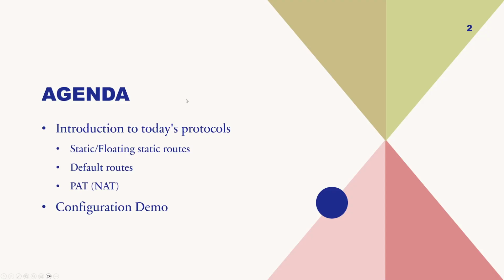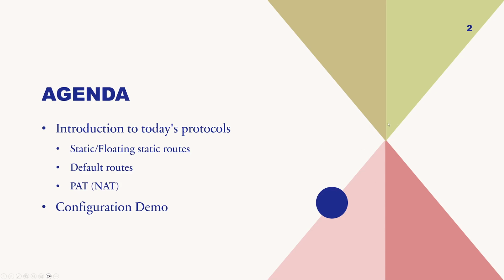So today's agenda, introduction to today's protocols. What we're doing today, we're going to start with configuring static routes and floating static routes. After that, we're going to move on to default routes. Default routes are a different kind of route. They don't belong with the floating static routes, and they don't belong in that category. And then we're also going to talk about NAT or PAT in a sense. So yeah, let's get straight into it.